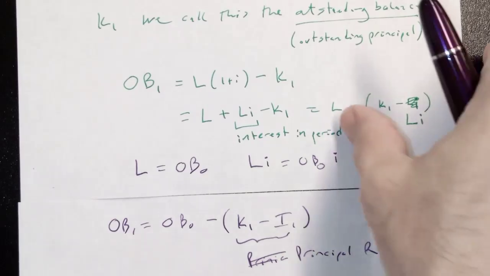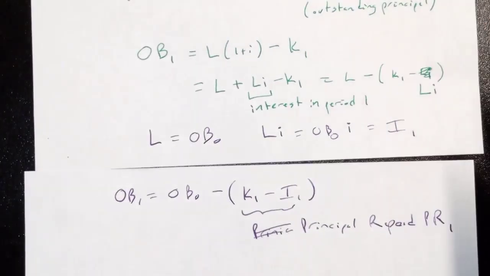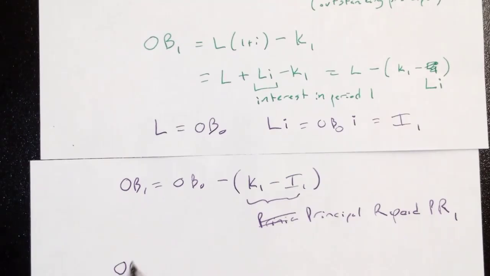And then my formula just got a little simpler. It got a little simpler because I can say that OB1 is OB0 minus PR1. And I can iterate this process because now if I change OB1 to OB2, then it's OB1 minus PR2, and I do the same calculation for each of these.